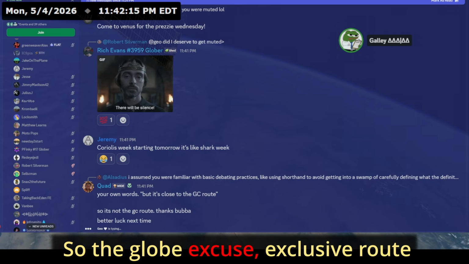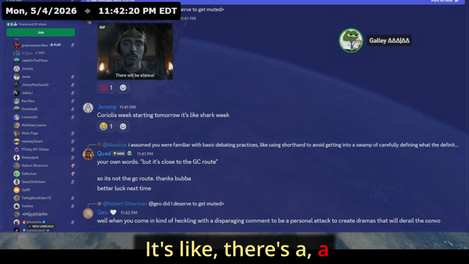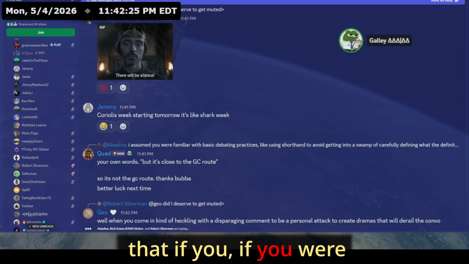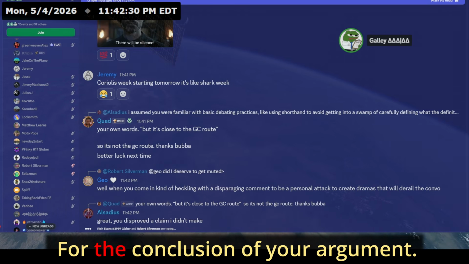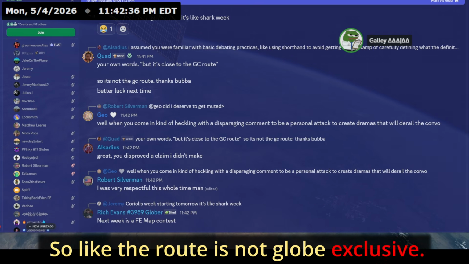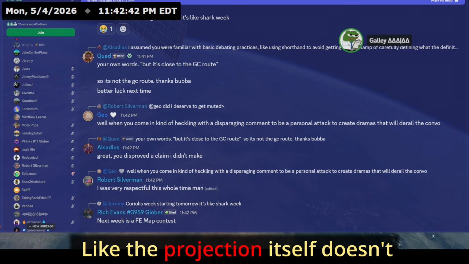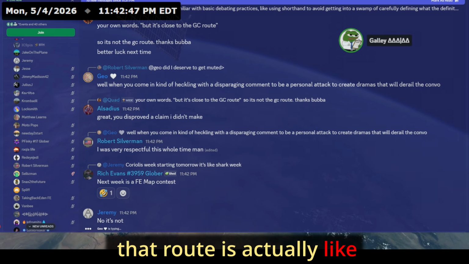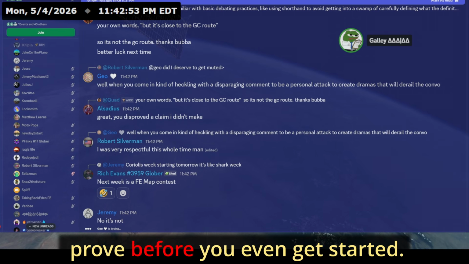Awesome. So the globe-exclusive route would be my main issue. There's a reification just in the premise. The first issue I would take is that the idea of a globe-exclusive route is doing enormous work for the conclusion of your argument. The route is not globe-exclusive. The exact same path would plot on a different projection. The projection itself doesn't determine whether that route is the most economically viable route. So the argument assumes what it's trying to prove before it even gets started.